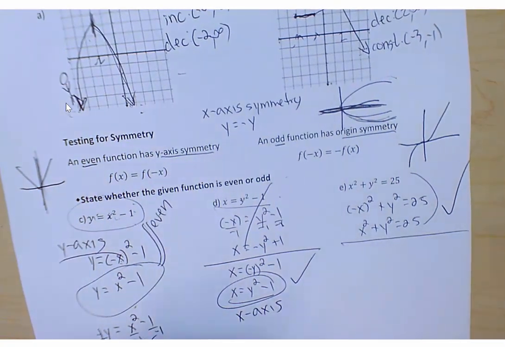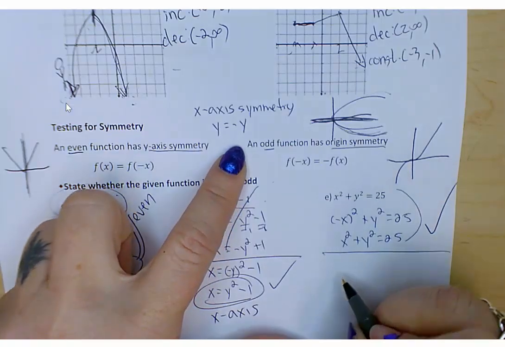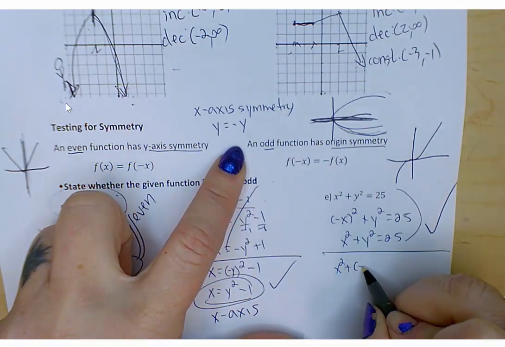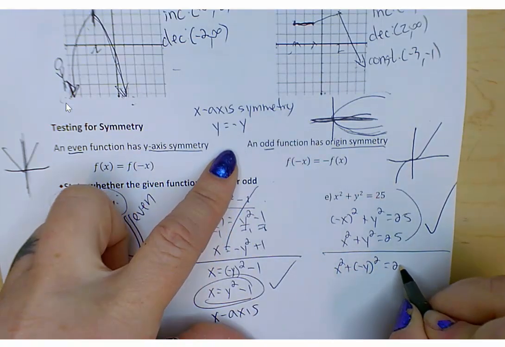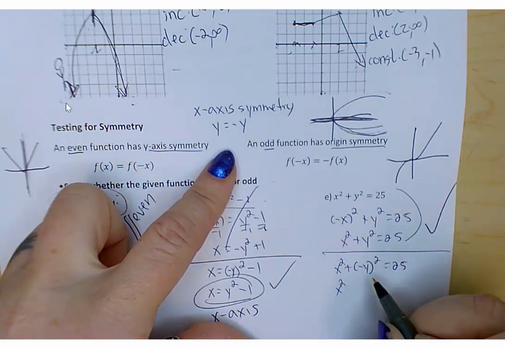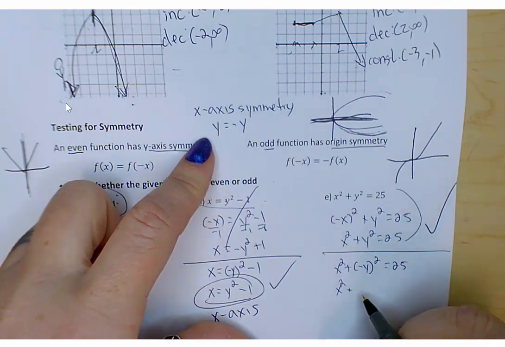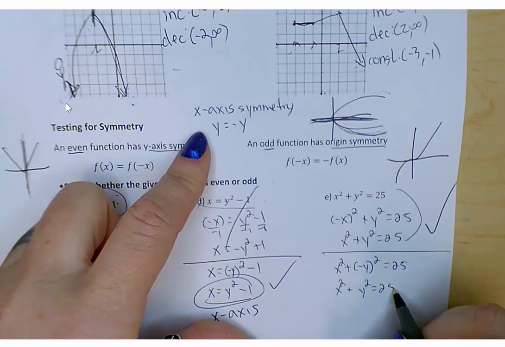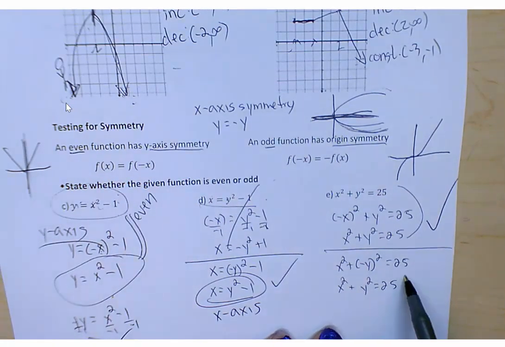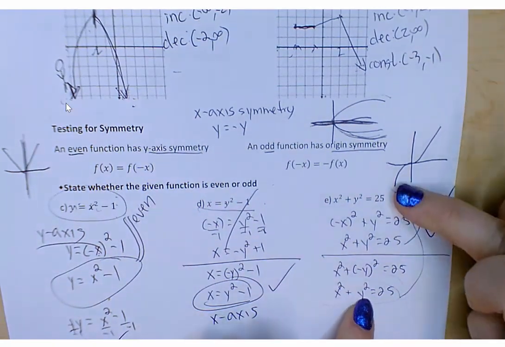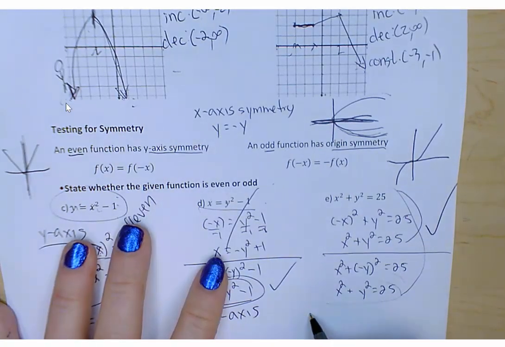Let's check x-axis symmetry. For x-axis symmetry, replace y with negative y. When we simplify, negative y times negative y is y squared, and that's going to equal 25. That is equal to the original function here.